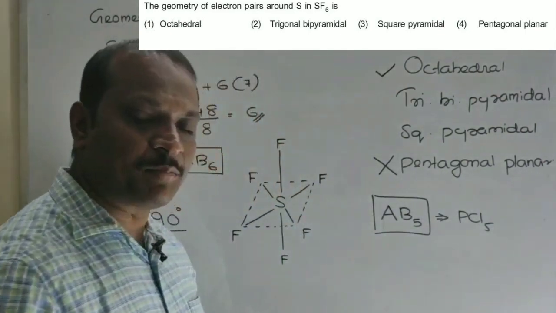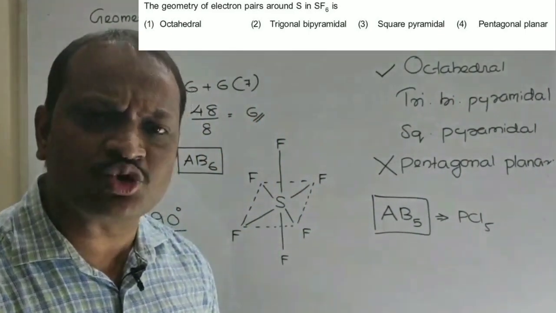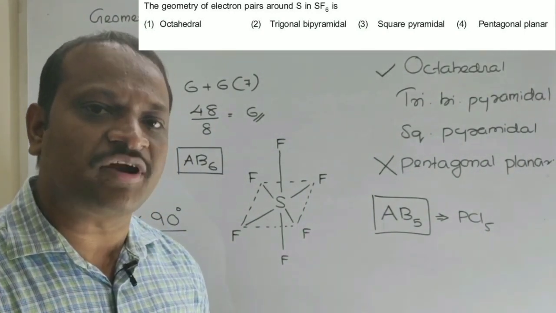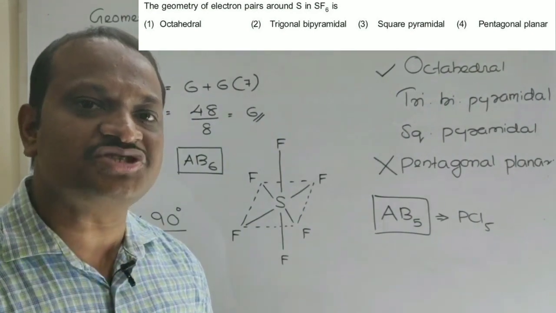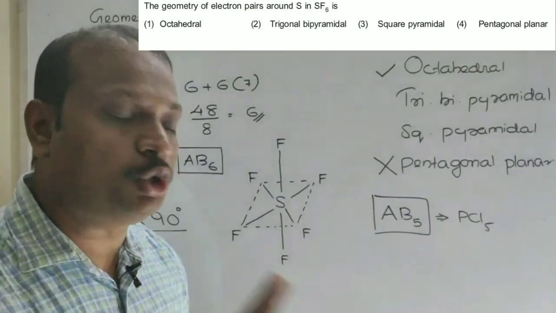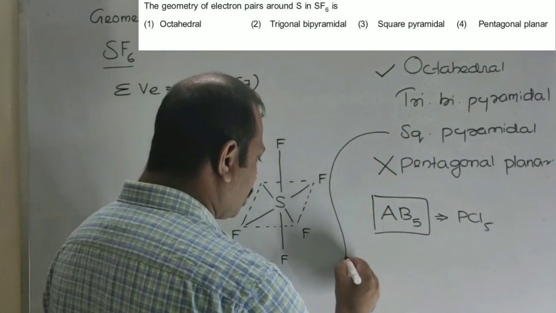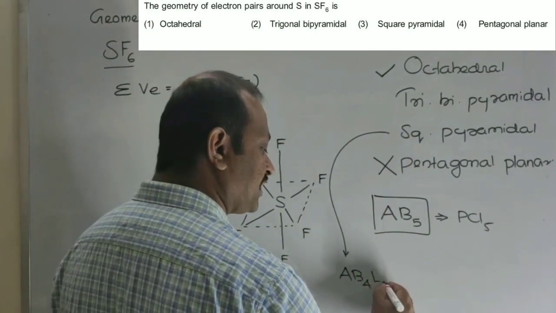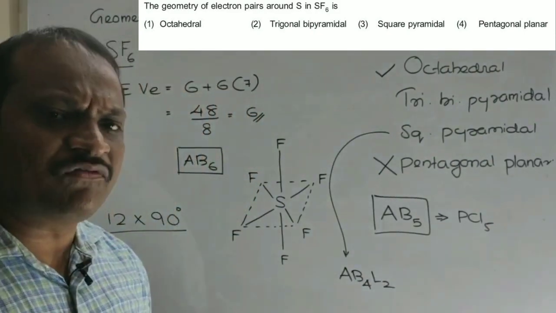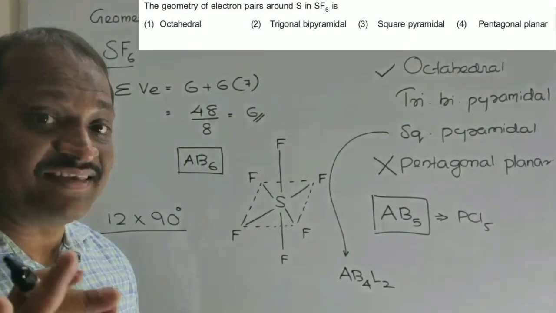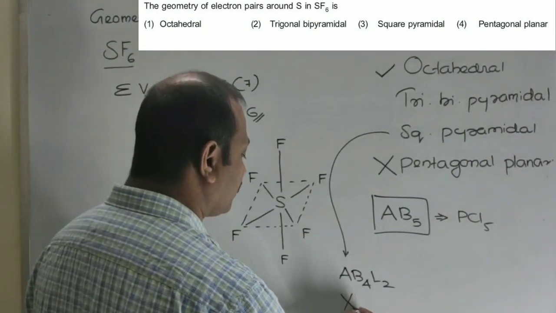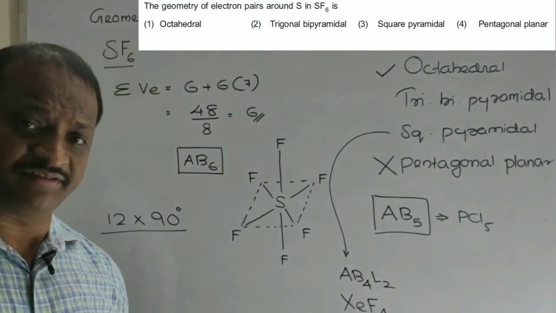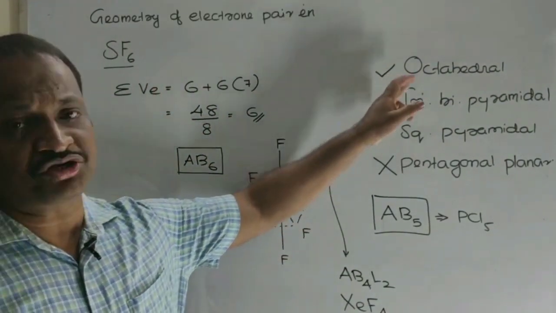Similarly, we have square pyramidal. Can you give me one example for square pyramidal? Or what type of compounds exhibit square pyramidal? So please try to understand, square pyramidal compounds are formed by AB4L2. And a very nice example for us is nothing else, HCF4. So I can write the compound here, HCF4. So our answer in this particular case is octahedral.